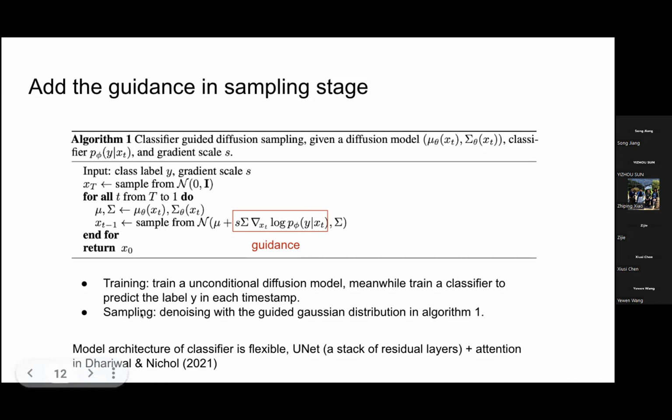And during the sampling, we just do the denoising by following this algorithm, which means that we sample from the diffusion model, and then we add some offset given by the classifier, and then we do the final sampling. And that's the classifier-based conditional generation.